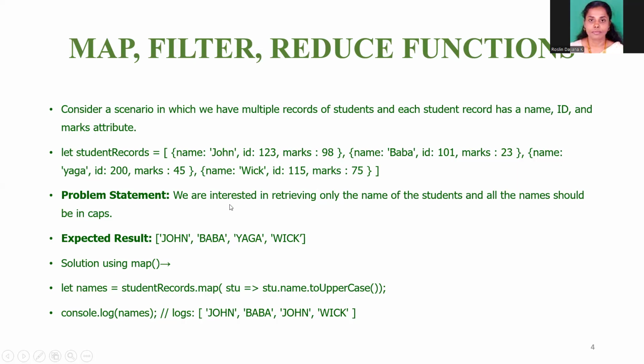Now the question is, we are interested in retrieving the names of the students, and all the names should be in caps. The expected result should be in caps, and only the name should be displayed. Here the map function can be used. Let names be equal to student records array dot map of each student with student dot name dot to uppercase. So each student's name will be taken, converted to uppercase, and each value will be mapped to the result array named names. When you display console dot log of names, it will show all the names in capitals.